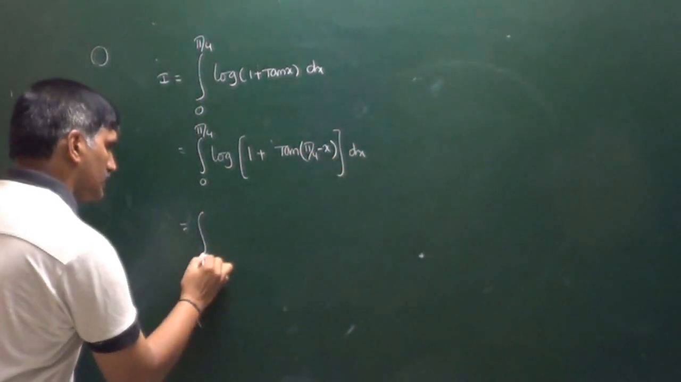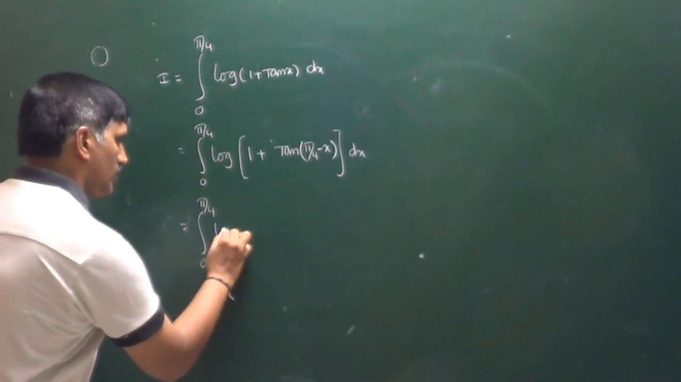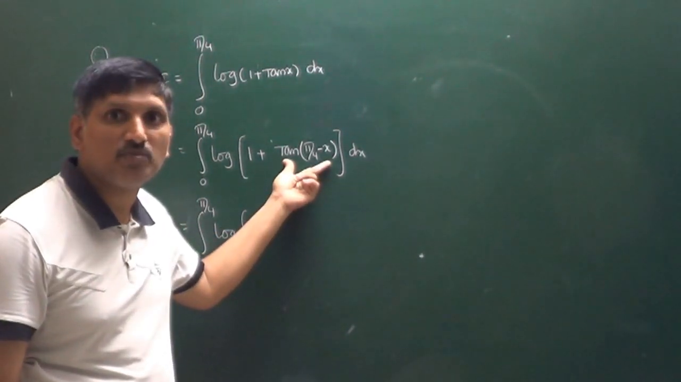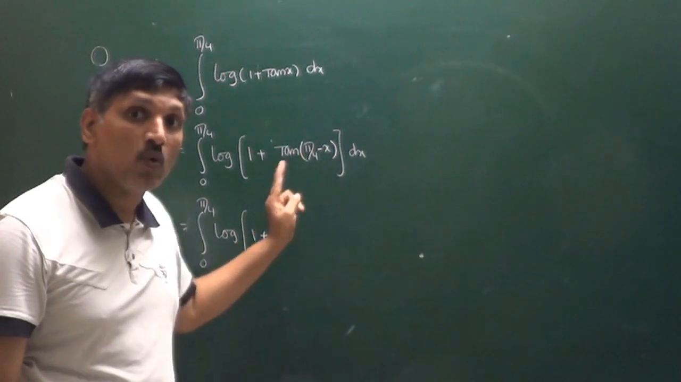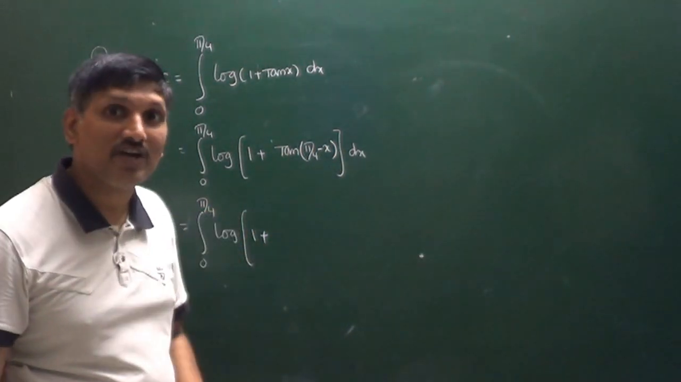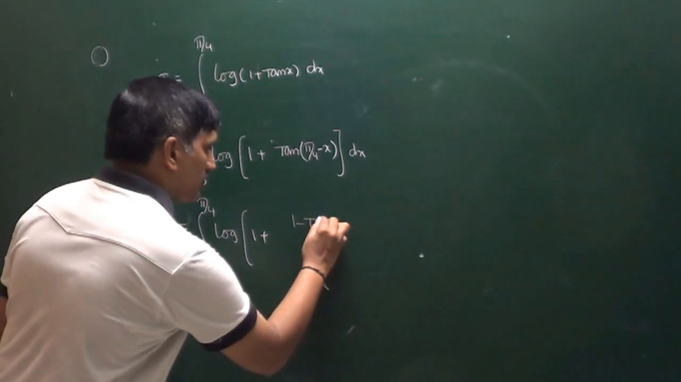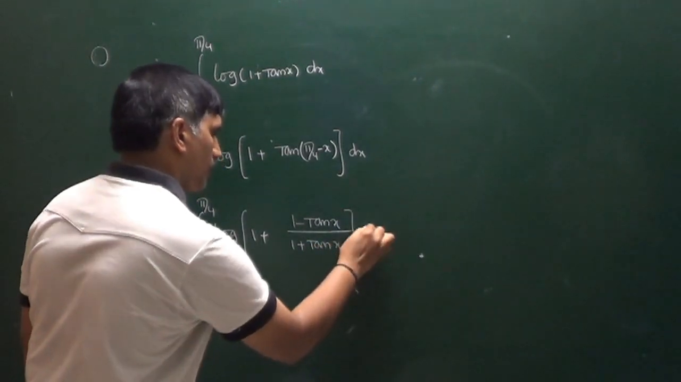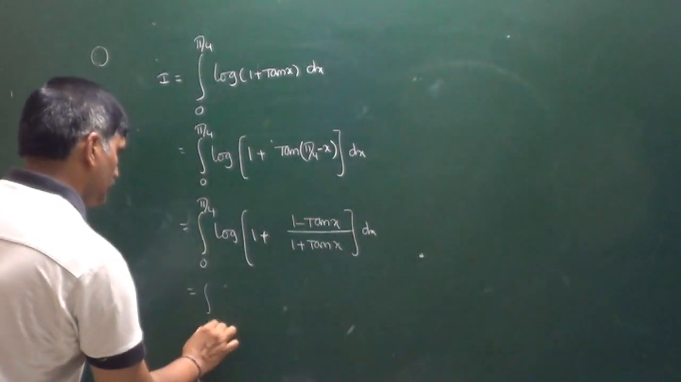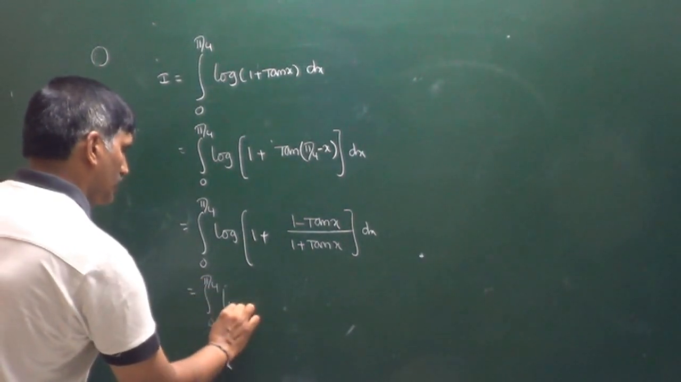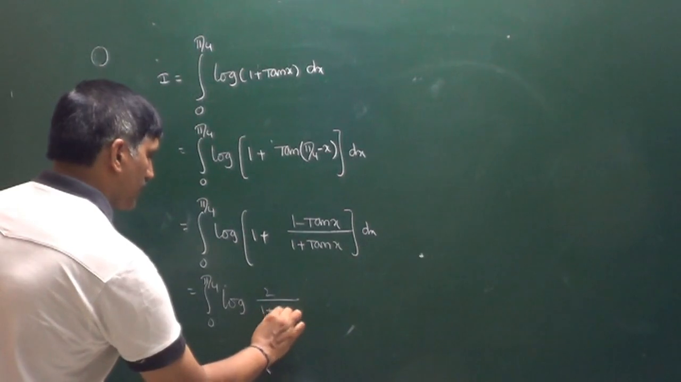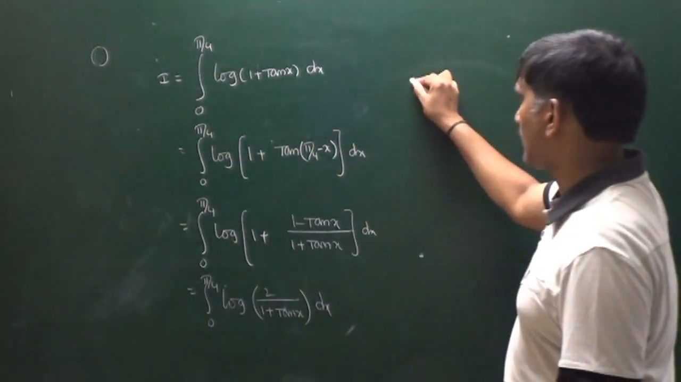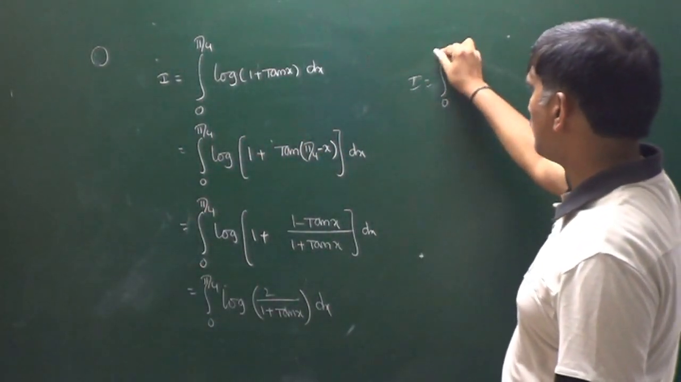That we can write again as integral 0 to pi by 4 logarithm of 1 plus, you know the formula for tan a minus b. Tan a minus b formula is tan a minus tan b by 1 plus tan a tan b. Tan 45 value is 1. That's why you will get 1 minus tan x divided by 1 plus tan x. Now that is equal to integral 0 to pi by 4 logarithm of 2 divided by 1 plus tan x dx. Agree or not?